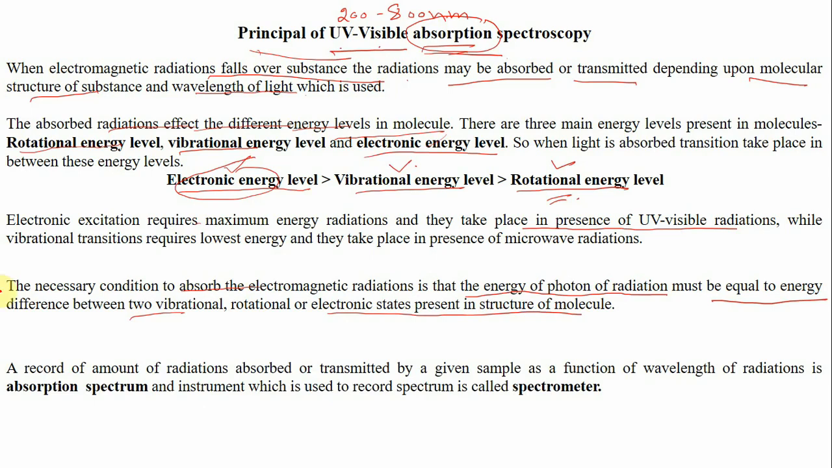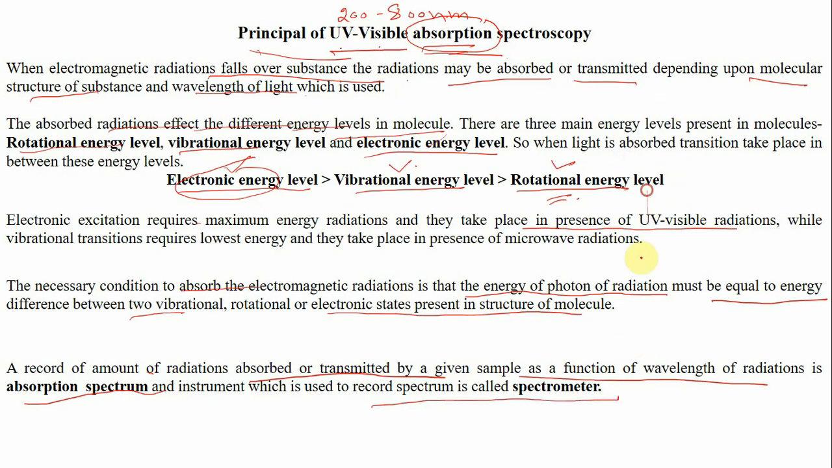Okay, then the record of the amount of radiation which is absorbed or transmitted by a given sample as a function of wavelength is called an absorption spectrum. So what is the absorption spectrum? It's basically a graph in which we record the amount of light which is absorbed as a function of wavelength, and the instrument which is used to record the spectrum is called a spectrometer.